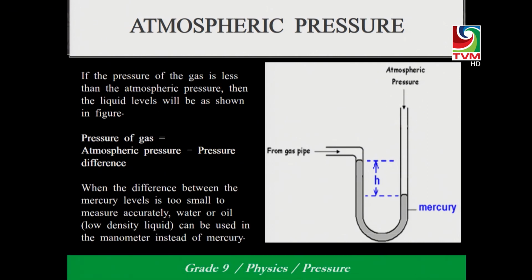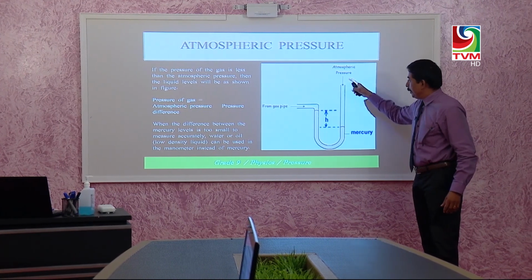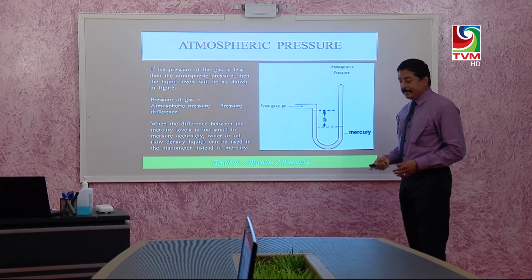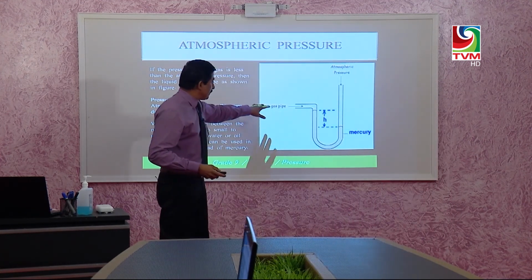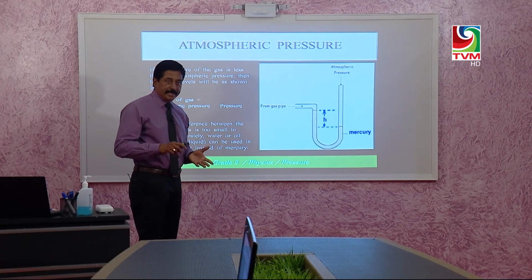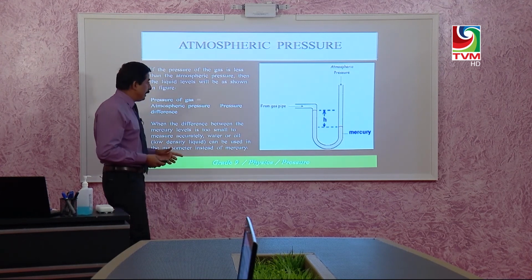After connecting another gas supply, the atmosphere is pushing the liquid down and this side rises. That means the atmospheric pressure is greater than the gas pressure, or we can say the gas pressure is less than the atmospheric pressure. By looking at the level, we can find out whether the gas pressure is greater or lesser. In this case, the gas pressure is less than the atmospheric pressure.